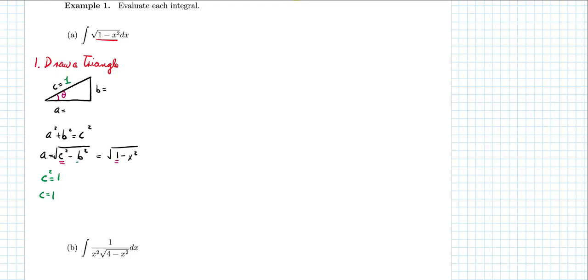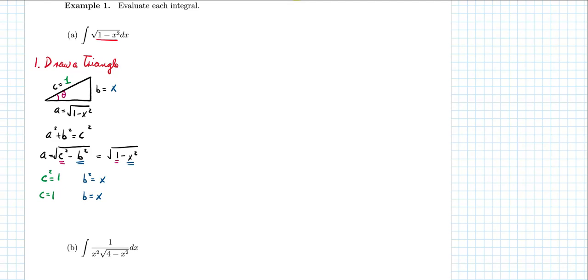And we can also notice here that b squared seems to be the same thing as x squared, so we know that b is equal to x. Okay, well now a by itself is going to be the square root of 1 minus x squared. Alright, so now that we've defined our triangle, now comes time for the trigonometric substitution.